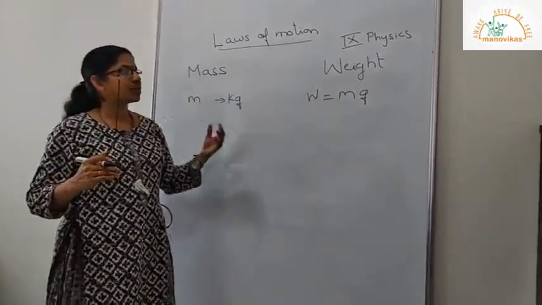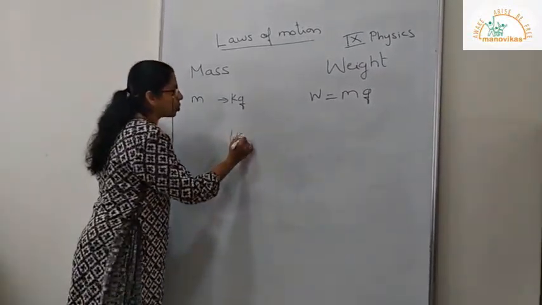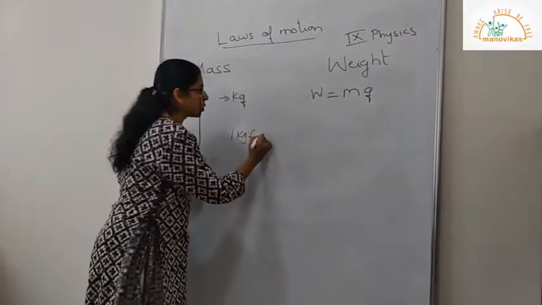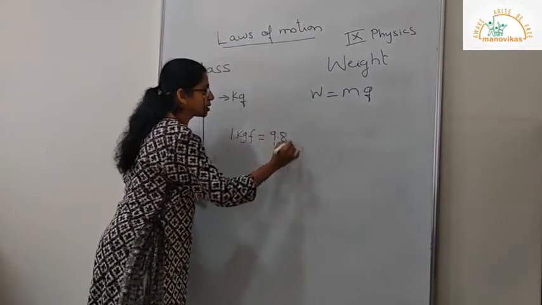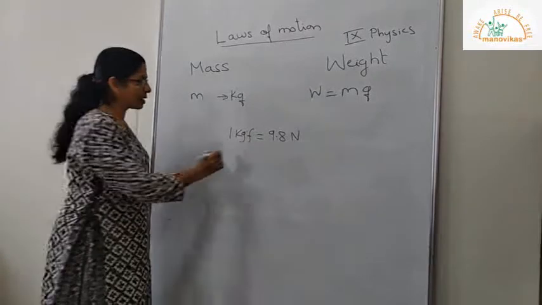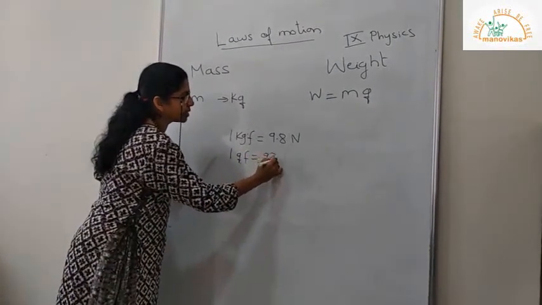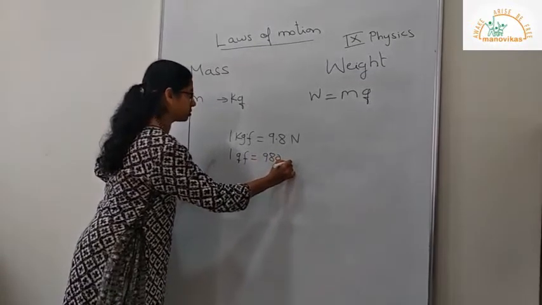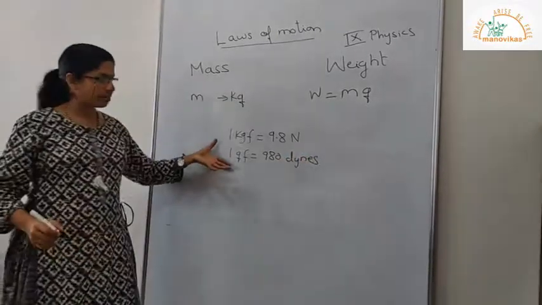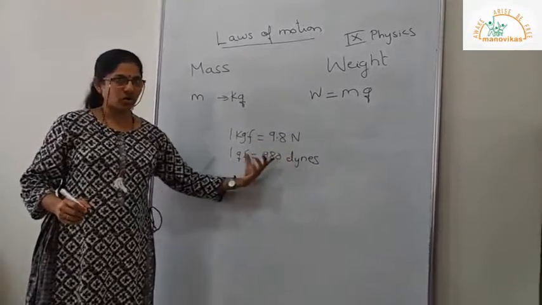Now we come to the gravitational unit of weight. Now 1 kilogram of force is equal to 9.8 newtons, and 1 gram of force is given by 980 dynes. So this is the relation in terms of gravitational units of force.